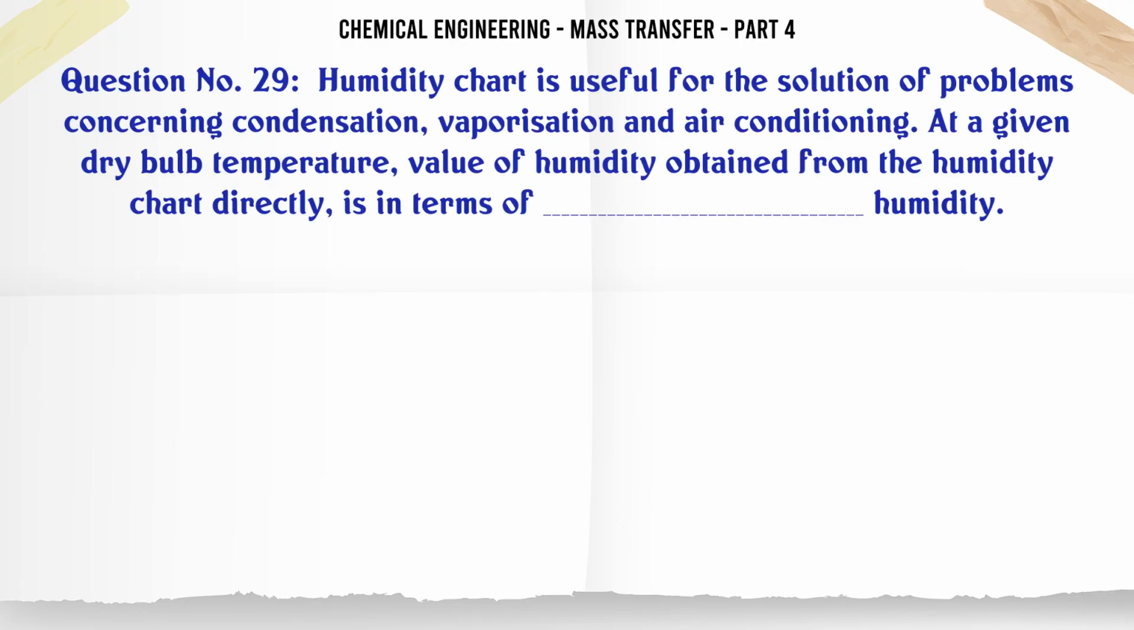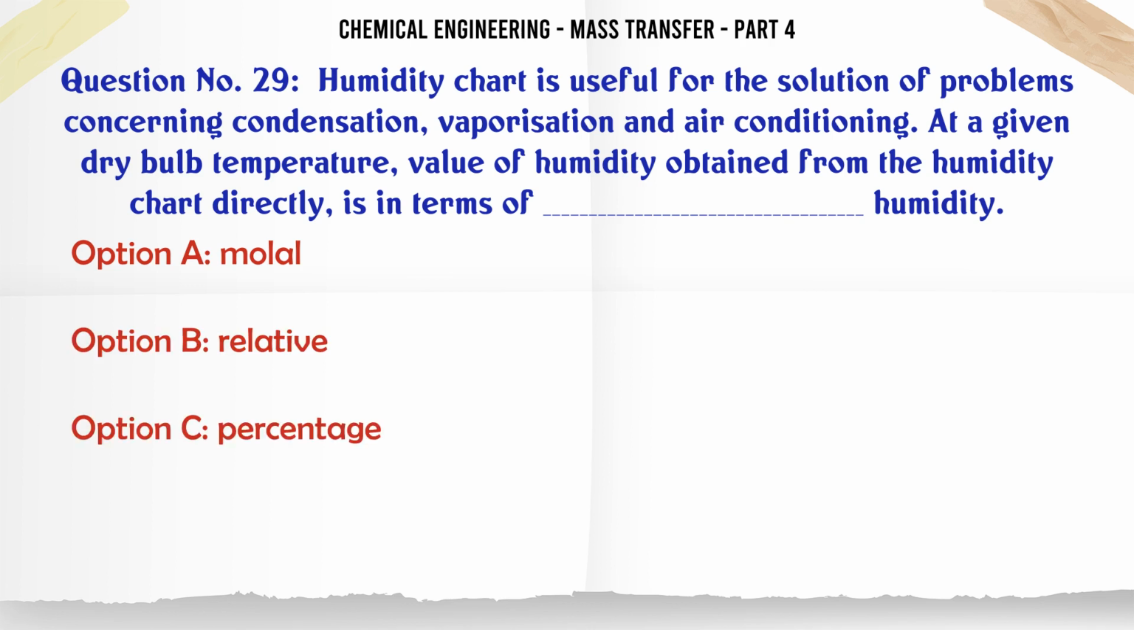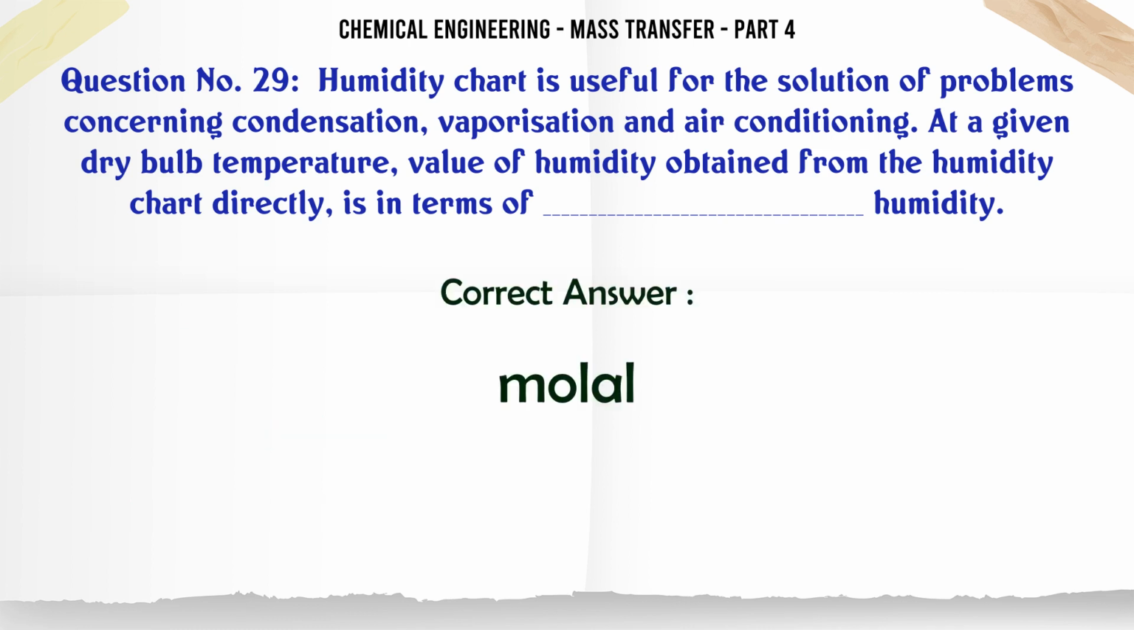Humidity chart is useful for the solution of problems concerning condensation, vaporization, and air conditioning. At a given dry bulb temperature, value of humidity obtained from the humidity chart directly is in terms of which humidity? A. molal, B. relative, C. percentage, D. none of these. The correct answer is molal.